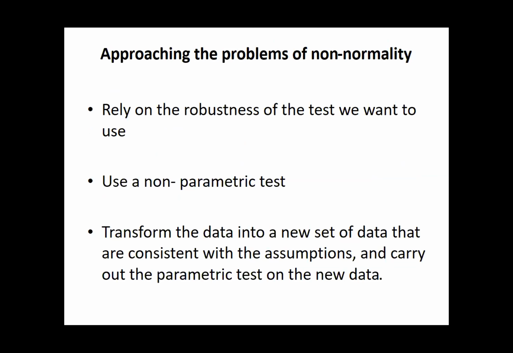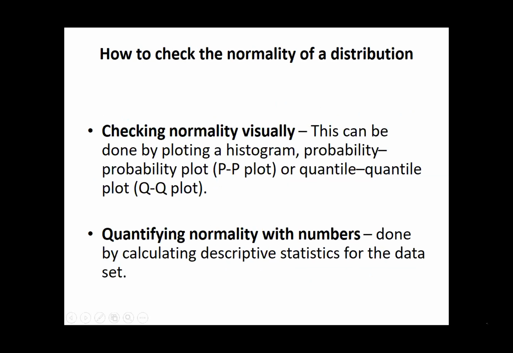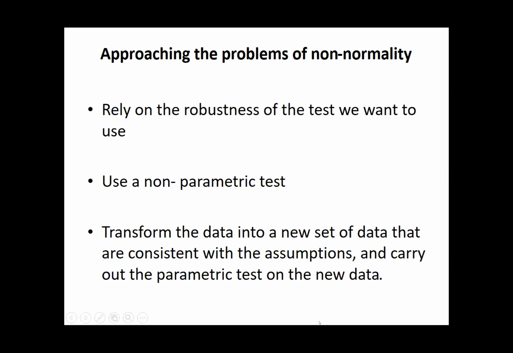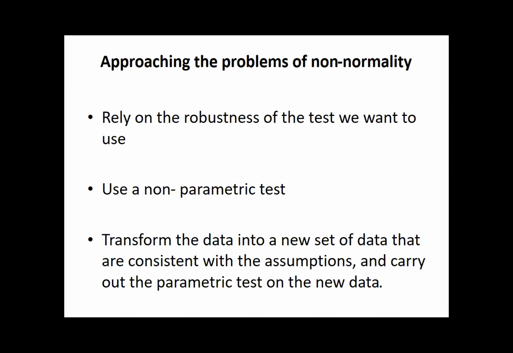Whenever you have an issue with normality, we talked about quantifying it with tests like Kolmogorov-Smirnov and Shapiro-Wilk. Whenever something is not normally distributed, there are three options. You can rely on the robustness of the test and still use parametric tests. A robust test is a test that is still valid when not all the conditions for using parametric tests are met. The t-test and ANOVA are robust tests.